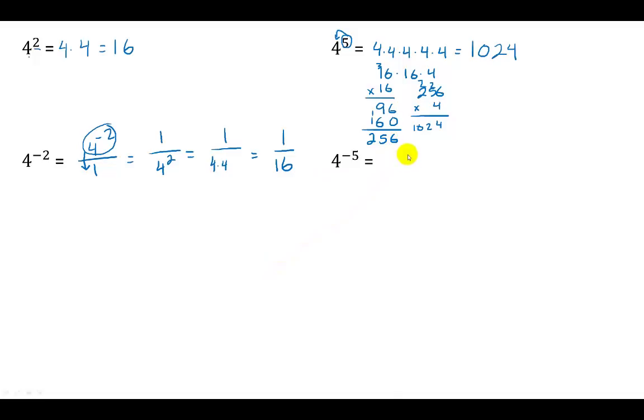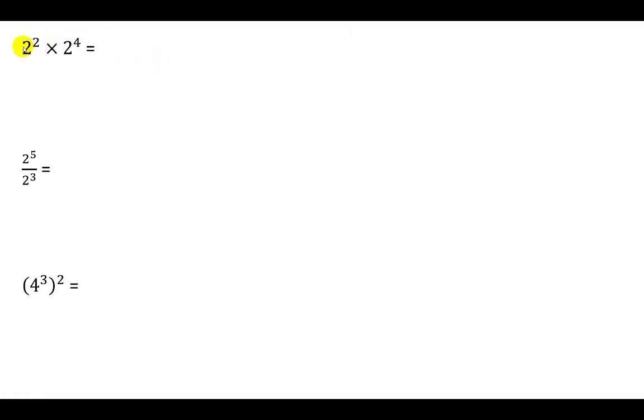Likewise, 4 to the negative 5th can become 1 over 4 to the 5th, and that is also known as 1 over 4 5 times. 4 times 4 times 4 times 4 times 4. So that is the same as saying it's 1 over 1024.